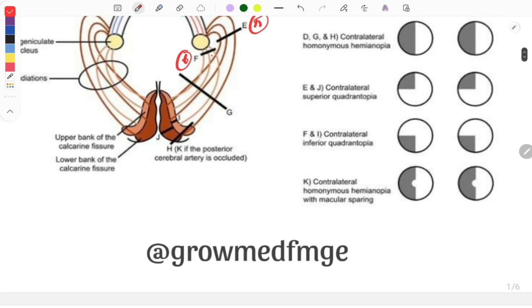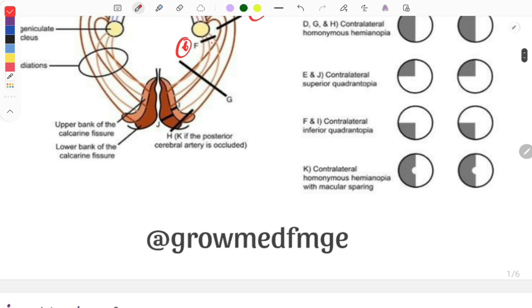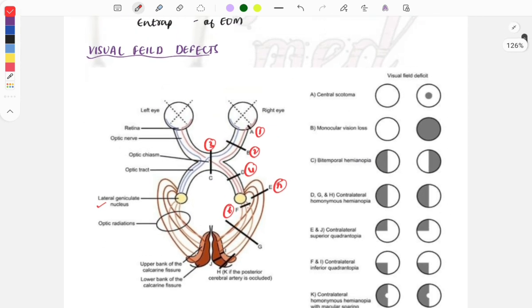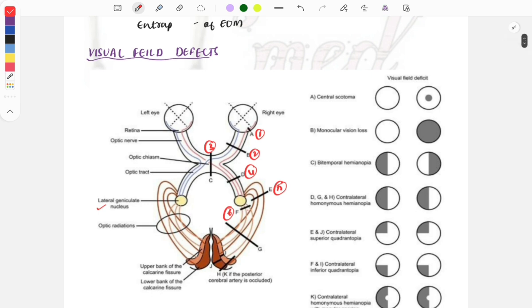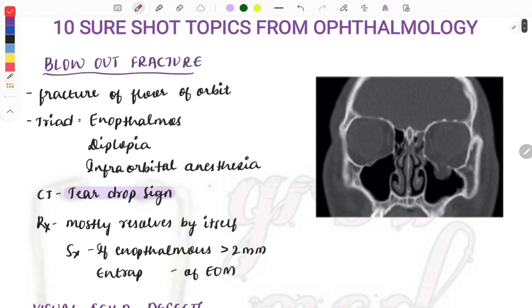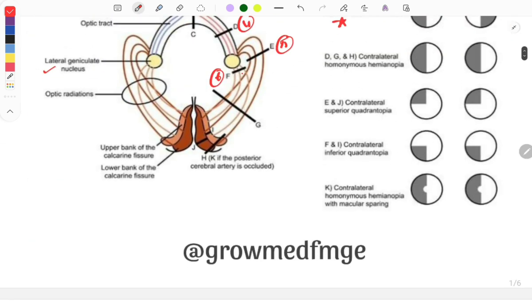Then moving on to another very important lesion, that is the contralateral homonymous hemianopia with macular sparing, if there is a lesion to the posterior part of the brain where the visual center is located. So these are the important things which you must know from the visual field defects. The two main are bitemporal hemianopia and macular sparing.